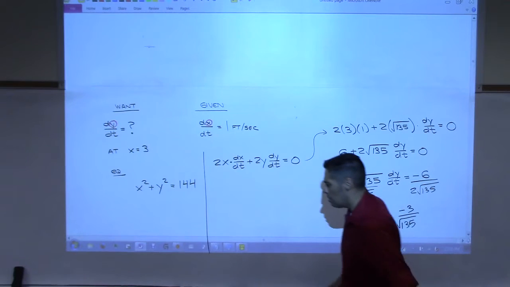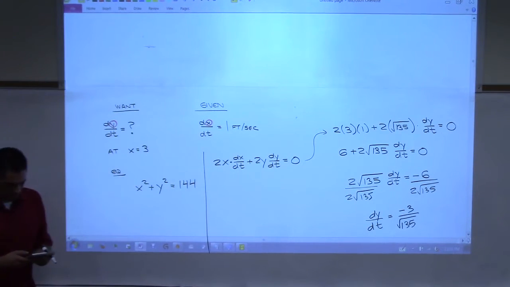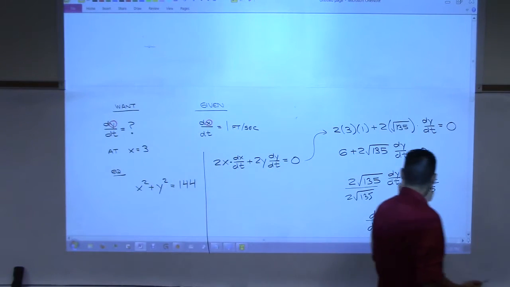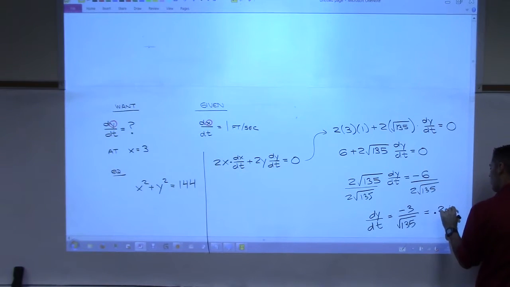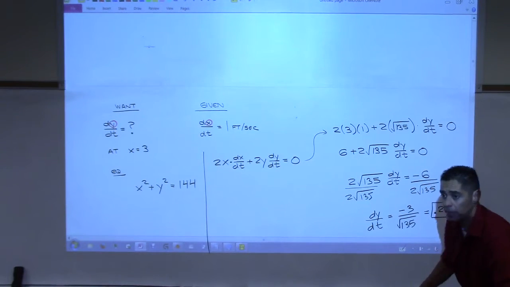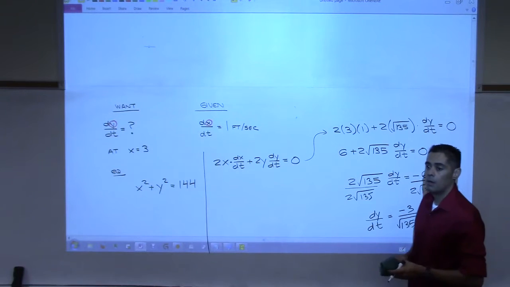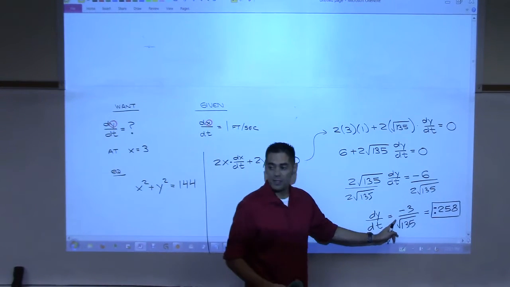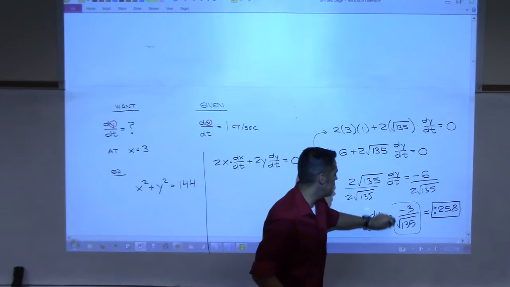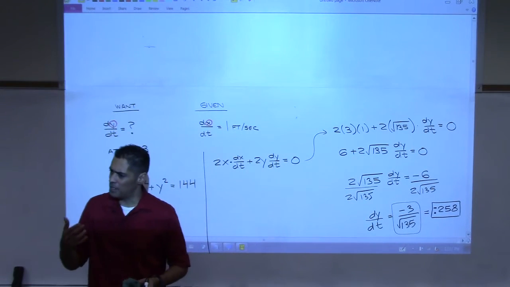And I would like for somebody on their calculator to double check to get a decimal for that. What is it? Negative 0.258. I forgot to put the negative, sorry. The book is going to have this answer, because that's the exact answer. But we should always convert it to a decimal just to see if it makes sense.